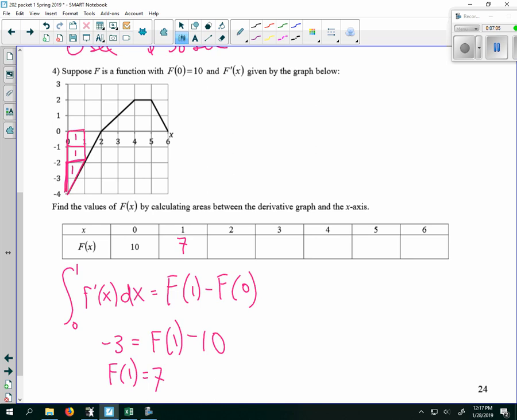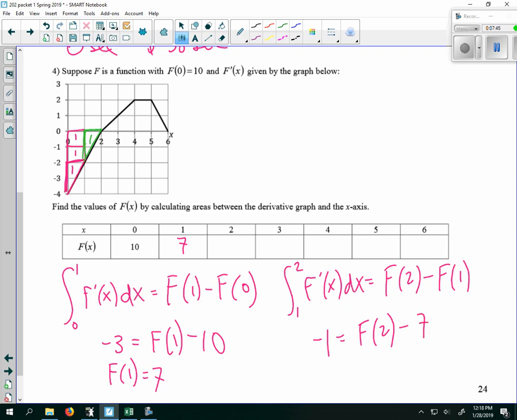for each interval. So I would set up a very similar thing from 1 to 2. I'll do one more, and then I'll leave it for you to finish on your own. So the integral from 1 to 2 of f prime of x dx should equal f of 2 minus f of 1. And the integral from 1 to 2 is the area under the curve, which looks like it is 1 by 2, so its area is 1. It's under the x-axis, so it is -1. F of 2 I don't know. F of 1 is 7, so I'm going to add 7 to both sides, and I get f of 2 is 6. And you would just continue doing these calculations to get the last 4 entries we're looking for there.